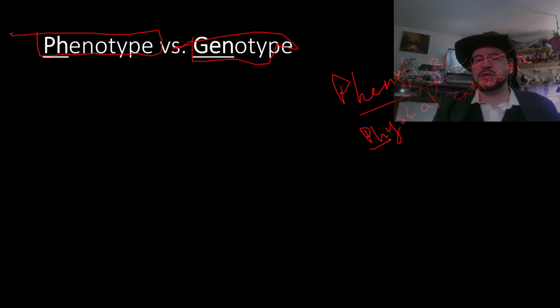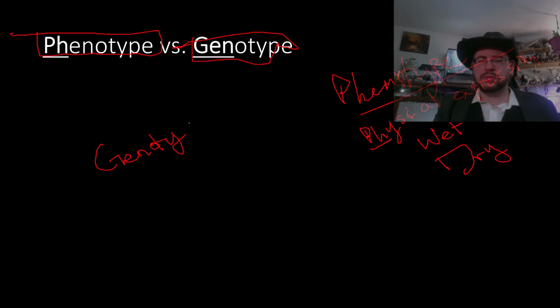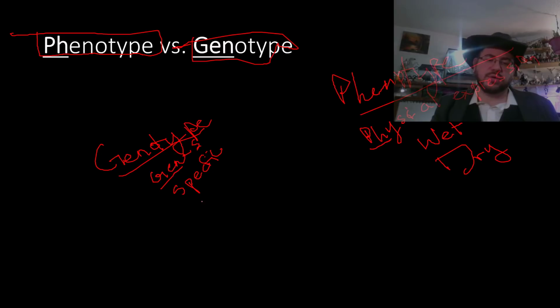The physical expression, in the case of our earwax, is either wet earwax or dry earwax. That's phenotype. Whereas when it's genotype, what we're referring to are the specific genes you have for that phenotype, and most specifically, the specific alleles that you have for that thing. So in the case of earwax, the phenotypes are wet or dry.